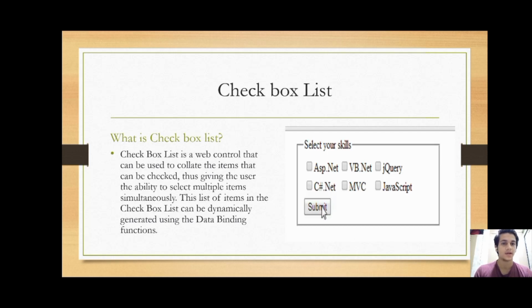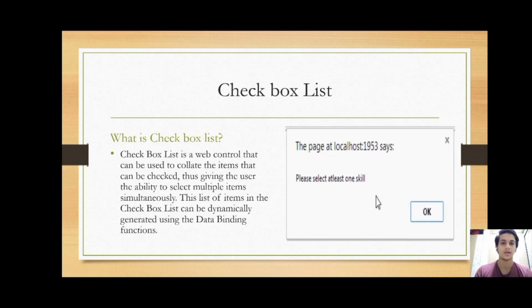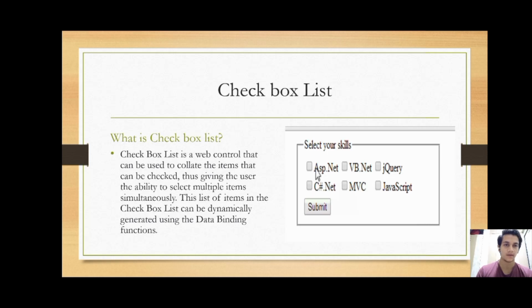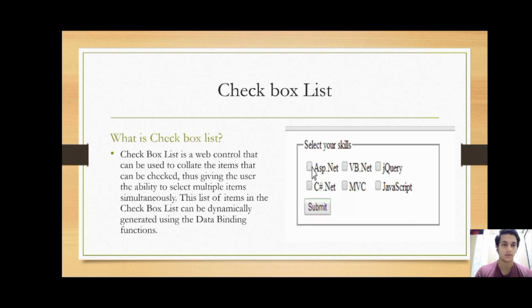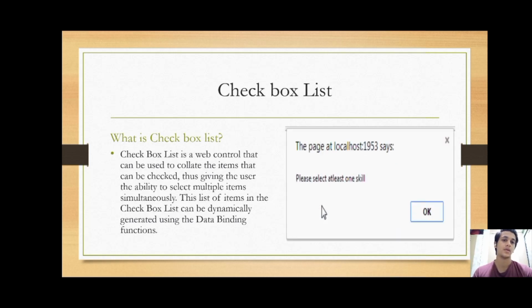The list of items in the checkbox list can be dynamically generated using data binding functions. So basically in a checkbox list, no matter whether the format of the options is vertical or horizontal, you can select more than one option and move forward with it. There's no compulsion that you have to select only one. There can be more than one correct option.